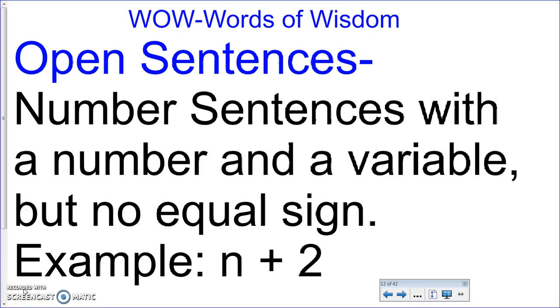Today we are continuing our equations unit by looking at open sentences. Please copy down the standard benchmark indicator on a clean page in your math notebook. Number sentences with a number and a variable but no equal sign. Example, n plus 2.